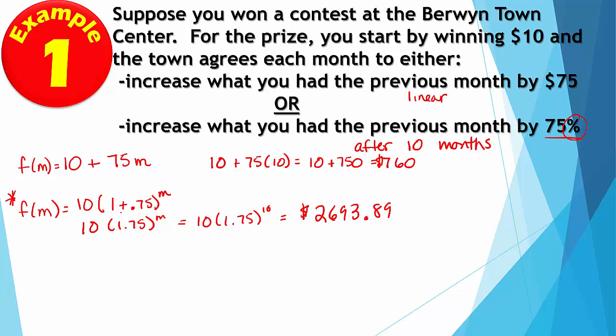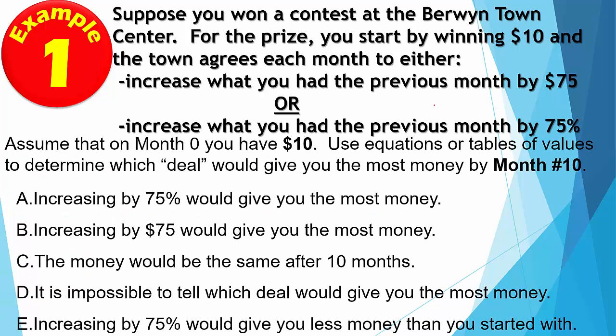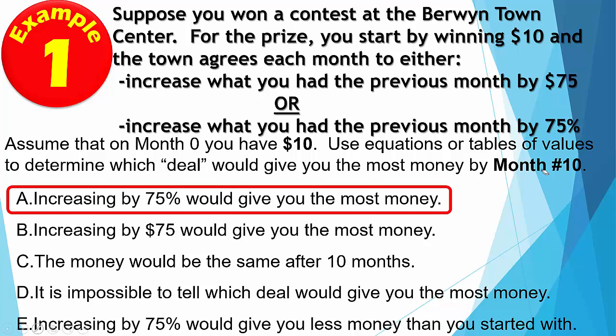This isn't always going to give you more money. If this was after 1 month, for example, after 1 month, you'd have $85 with this as opposed to $17.50 with this. So it depends on how many months we're talking about. So let me clear all that off there. Okay, and so here's where it says which would give you the most money by month 10. So increasing by 75% would give you the most money.